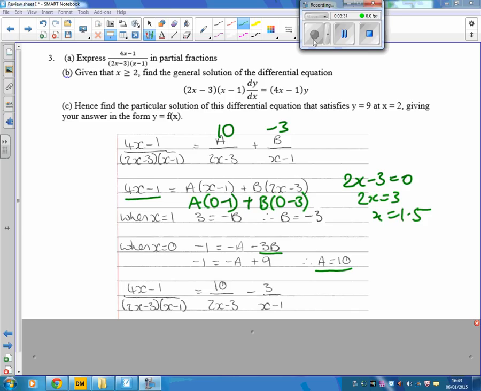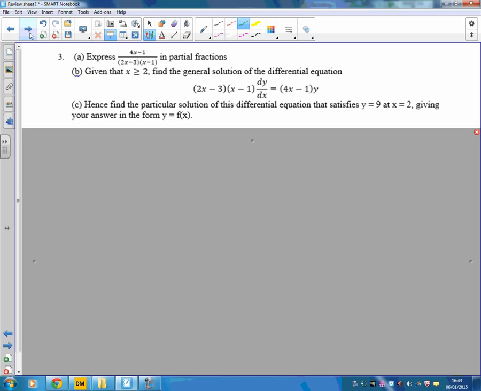Alright, on to part B. No puppies this time. So we're trying to find the solution to the differential equation, and to do that we're going to rearrange so that all the y's are on the left and all the x's are on the right, separating our variables. So to get our y's on the left, we're going to divide by this y here.